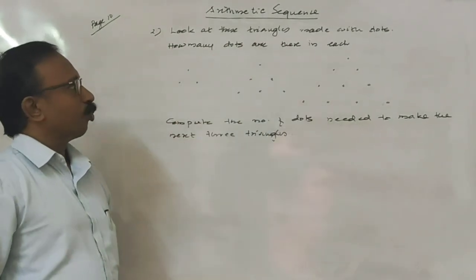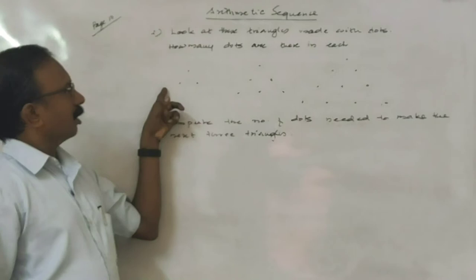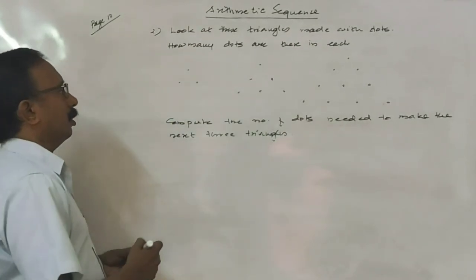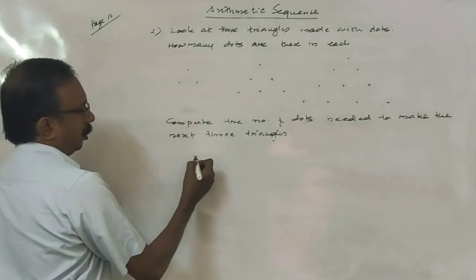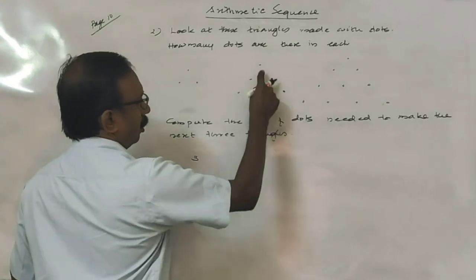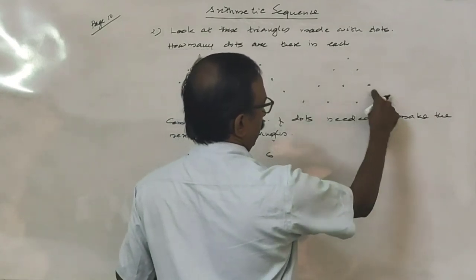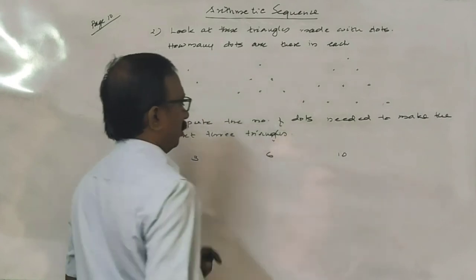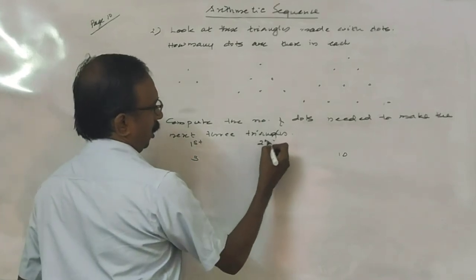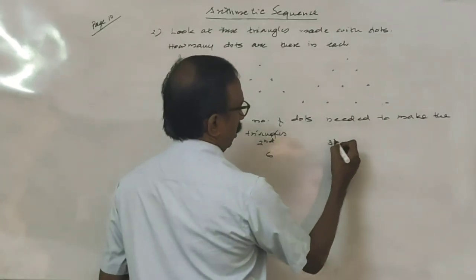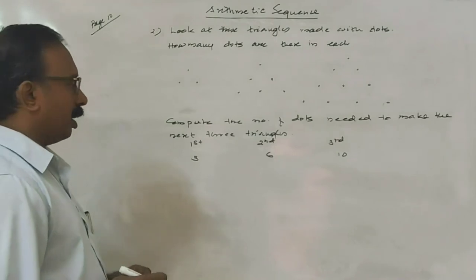Look at these triangles made with dots. How many dots are there in each? In the first triangle, we have three dots. Second triangle, 3, 6 dots. Third triangle, 3, 6, 10 dots. First triangle, 3, second, 6, third, 10.